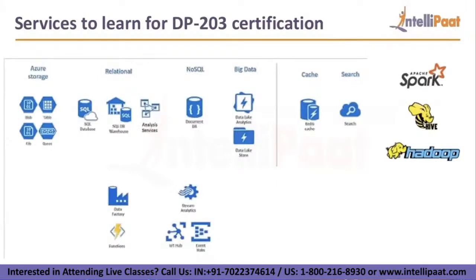Now, if we talk about the services we need to learn to earn our DP-203 certification, Azure Storage is the first. Azure Storage itself involves four sub-services: blob, table, file, and queue. Blob is basically used to store your unstructured data. Table is used to store your NoSQL data. File is used as an EFS or NFS protocol. And queue is basically used for MQ-related storage, like IBM MQ or Amazon SQS. So this is a similar kind of storage.